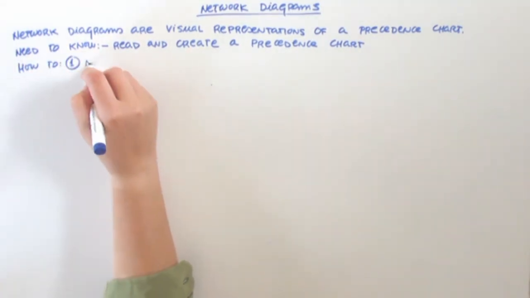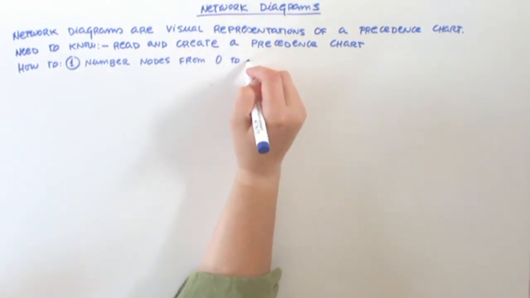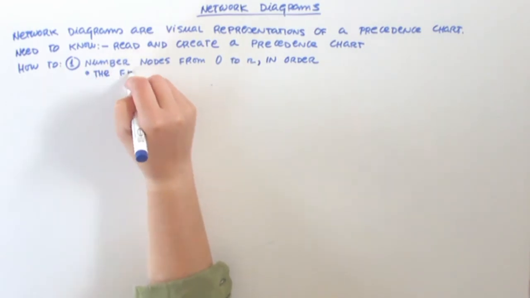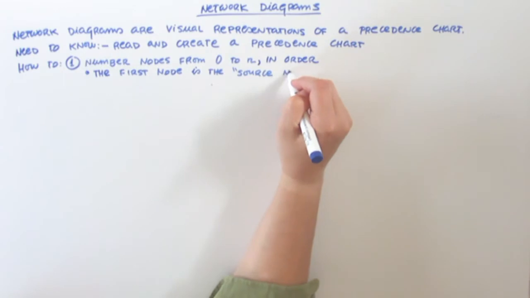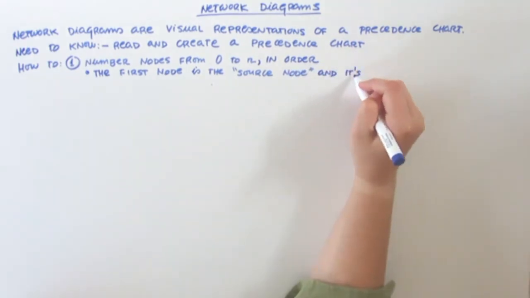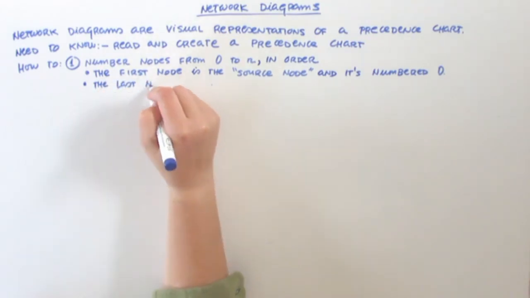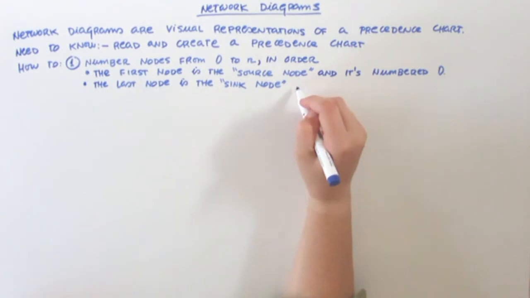Now for the how-to guide step by step. First, you've got nodes and you're going to number them from 0 to n in order, and you use integers there. The first node is called the source node and it's number 0, and the last node is called the sink node and it's the one numbered with the highest number that you need to use.